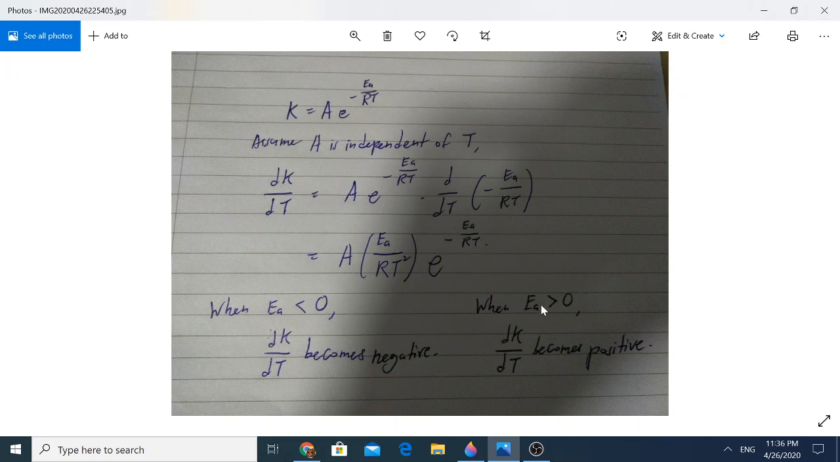And when EA is more than 0, the rate of change of the rate constant with respect to temperature becomes positive, right? So when EA is negative, the rate constant decreases with temperature increasing, while for a positive activation energy, which is most usually the case, the rate constant increases as temperature increases. So this is a simple proof based on some simple calculus.